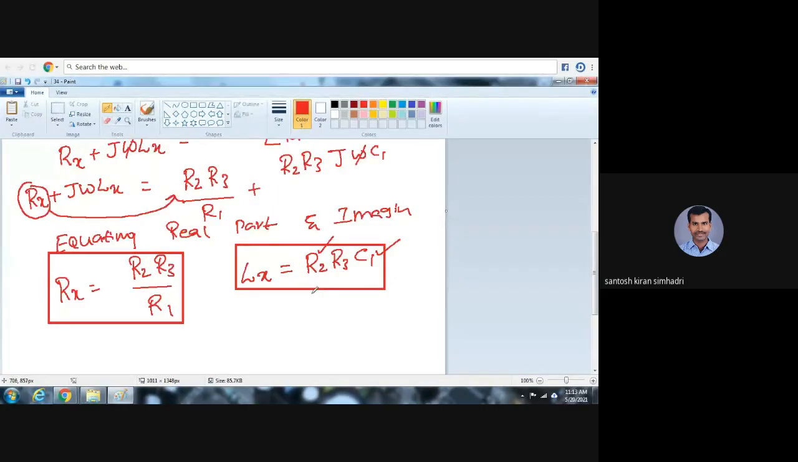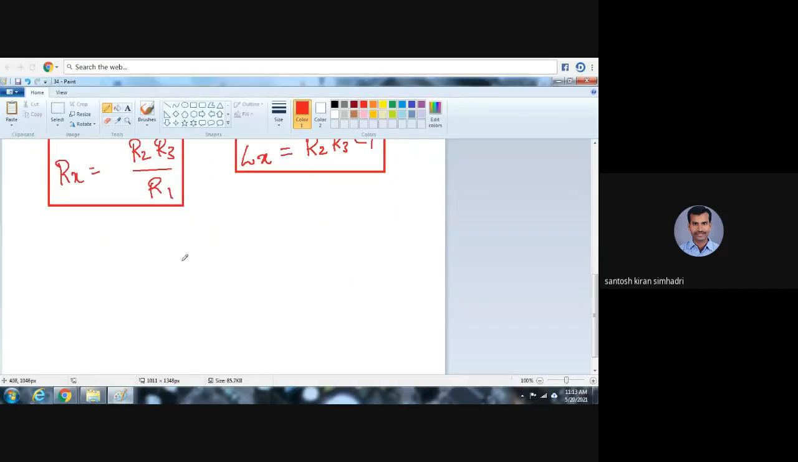Anyway, one more important point is to find the Q value. There is a direct formula for this Q. Q is written as omega into Lx by Rx. So this is omega, I will write it as it is. Why have I done this discussion? We can replace this omega with 2 pi f. So if you know this f value, we can easily find the frequency also.